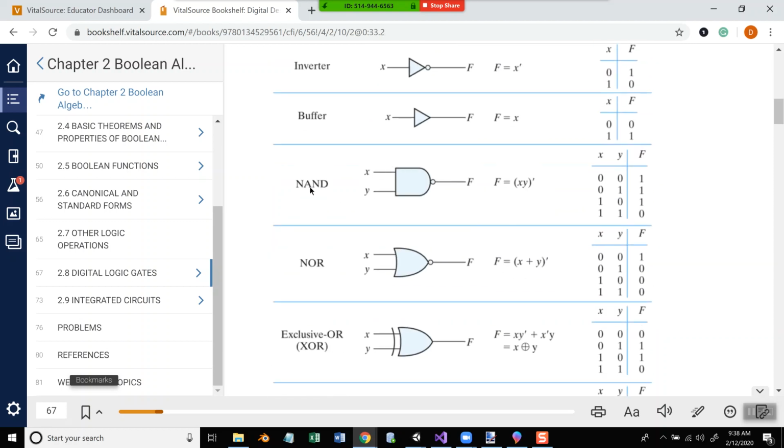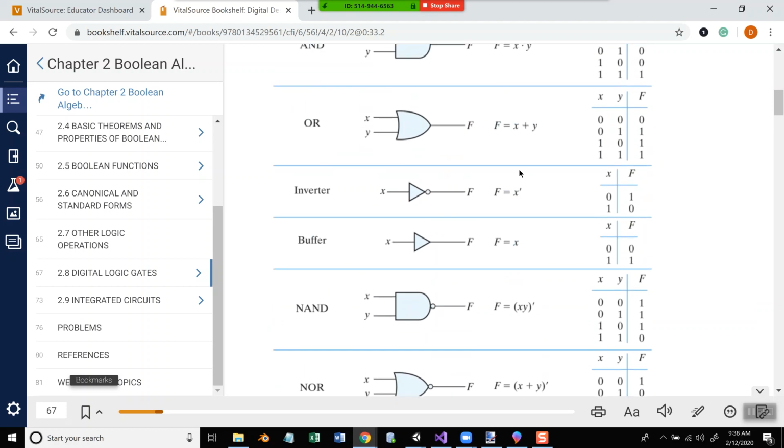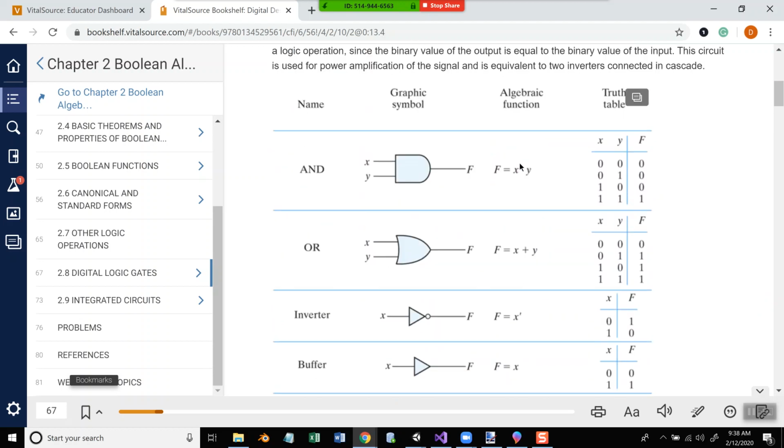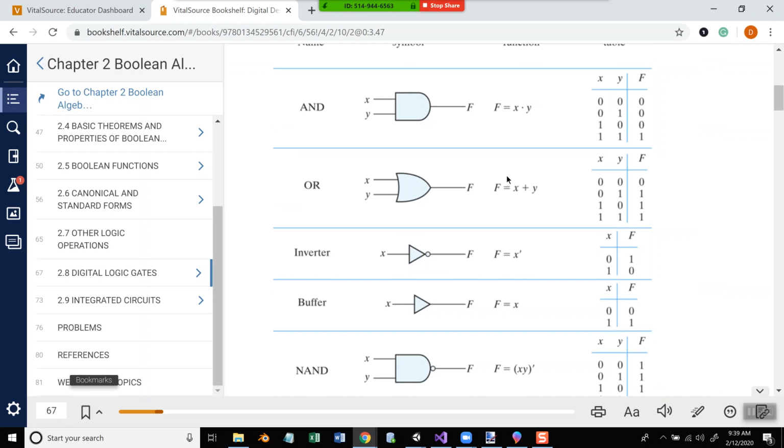NAND is a negation of the AND. So you multiply like normal and flip it to the opposite. 0 times 0 is 0, and the opposite of it is 1. 0 times 1 is 0, opposite of that is 1. 1 times 0 is 0, opposite of that is 1. 1 times 1 is 1, opposite of that is 0. Yeah, we'll talk more about that.